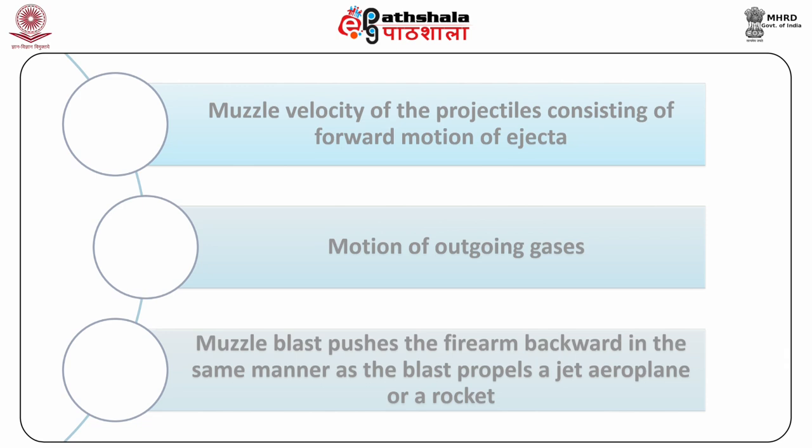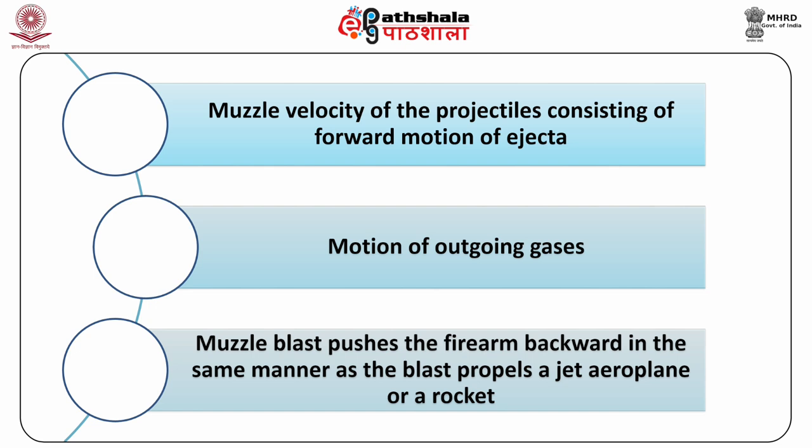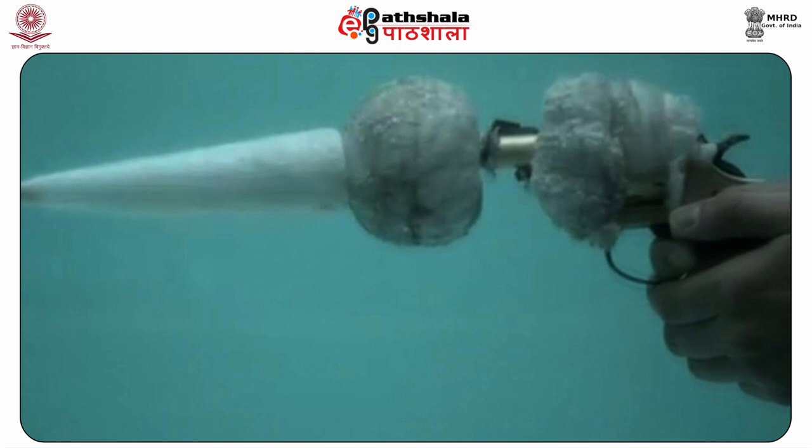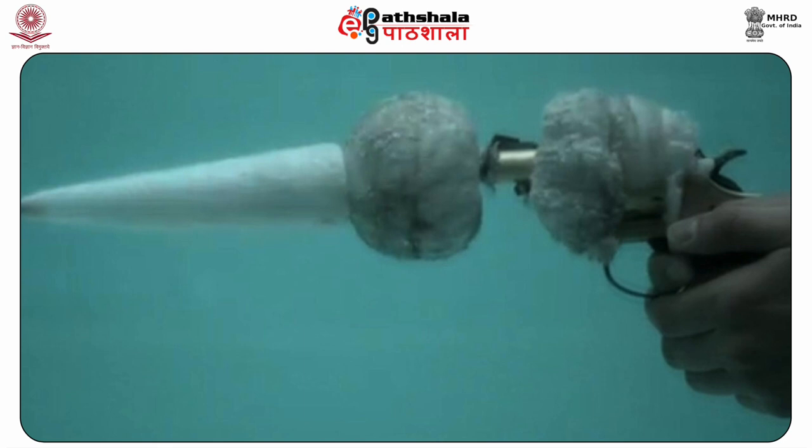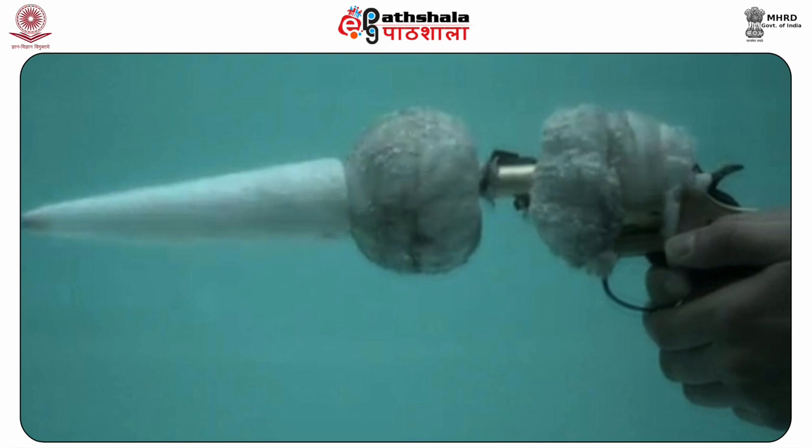Elements of recoil. There are three main causes due to which recoil of the weapon takes place, and they are: 1. Muzzle velocity of the projectiles, consisting of forward motion of the ejecta consisting of bullet, wads, and powder residue particles. The more the velocity of the ejecta, the greater the recoil of the weapon. 2. The motion of outgoing gases. 3. The muzzle blast, which pushes the firearm backward in the same manner as the blast propels a jet aeroplane or a rocket. About 50% of the contribution towards the recoil of the weapon is made by the motion of the projectile, about 10% by the motion of gases, and about 40% by the muzzle blast.